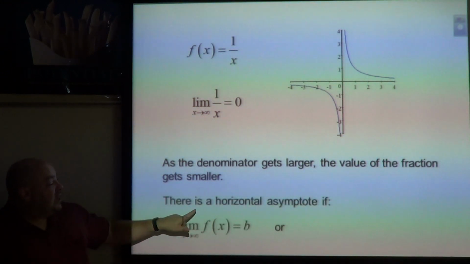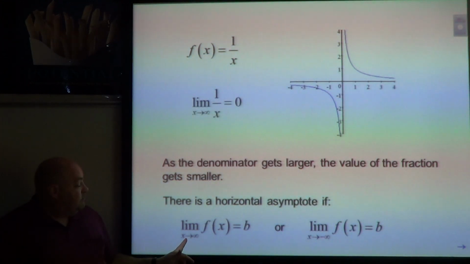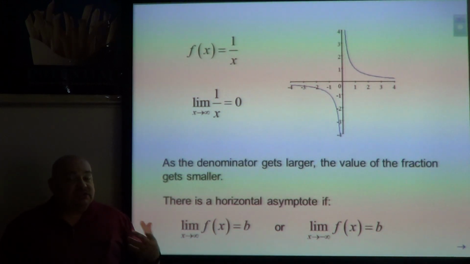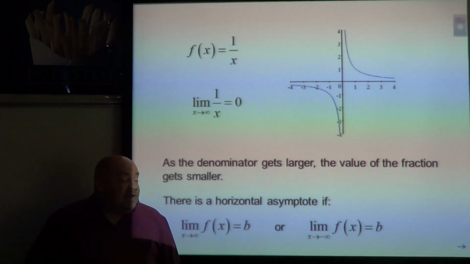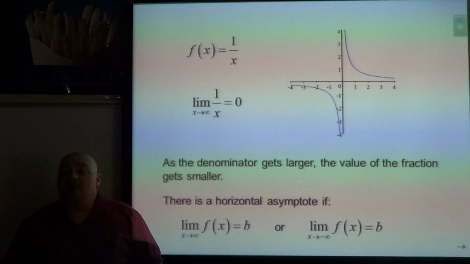So there's a horizontal asymptote for a function if the limit as x approaches infinity of that function equals some number b, in other words the limit exists, or if the limit as x approaches negative infinity of f of x approaches some number b.